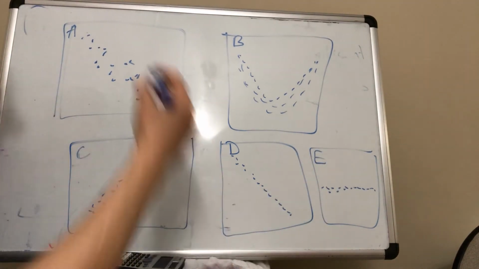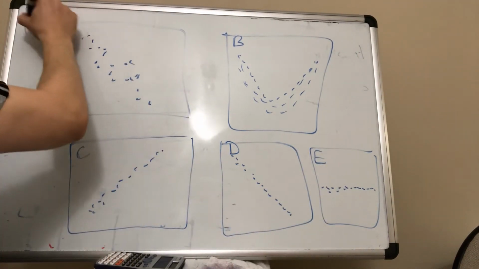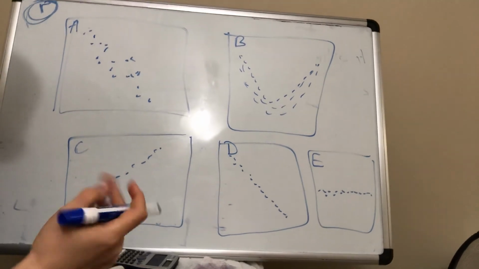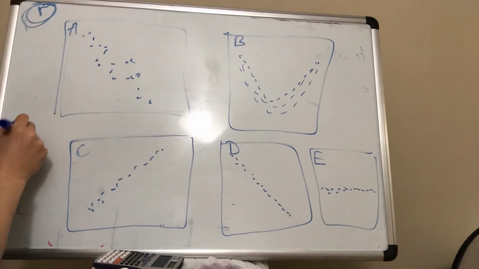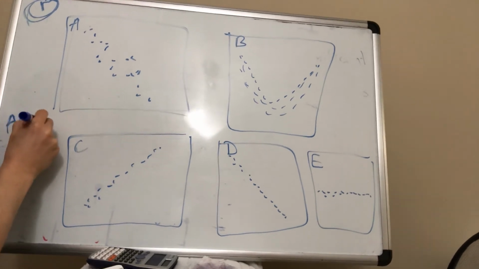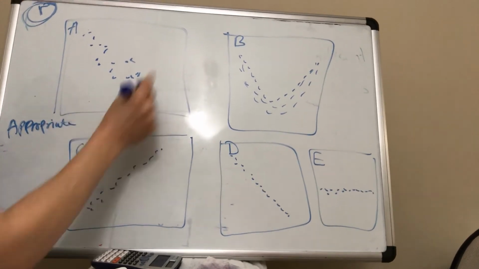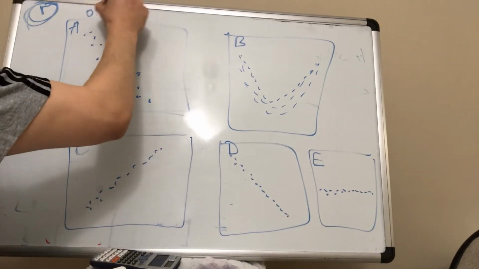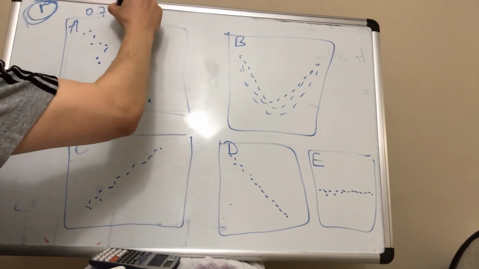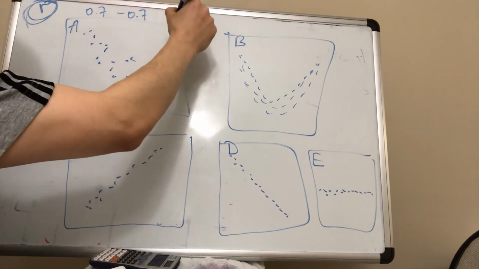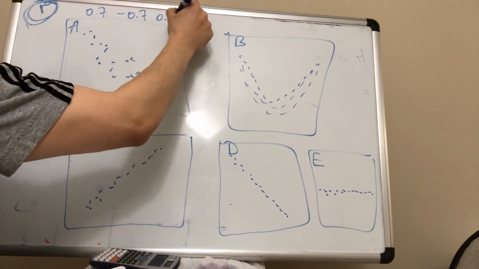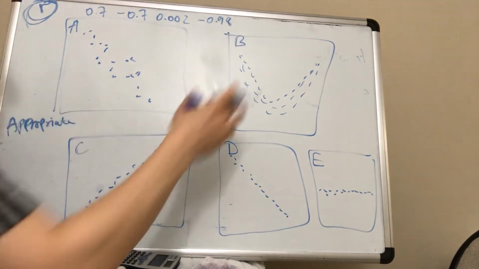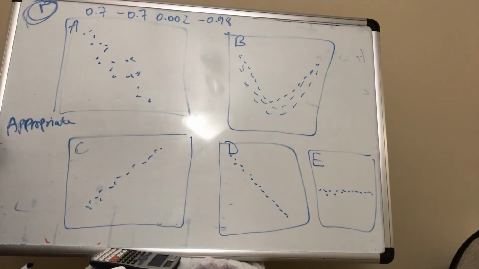And they tell you, can you determine the R value, and is it good or bad? But we don't say good, we say appropriate. For all of them, the selections you're given are 0.7, negative 0.98, 0.002, and 9.8. And let's consider this for all of them.